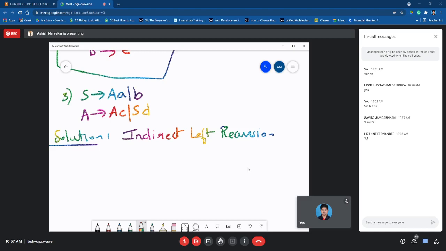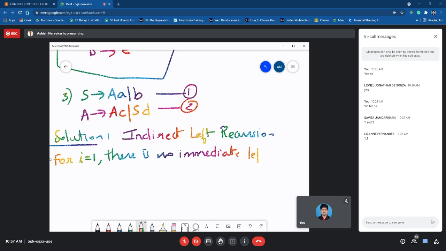Okay. So in such cases, what we can do is we can just run the algorithm. If you all remember, there was something like I, J in the algorithm. So we can see that there are two productions. This is one, and this is two. So say for I equal to 1, we can see that there is no immediate left recursion. Okay. Then we go to the next production. So the next production is numbered as 2.